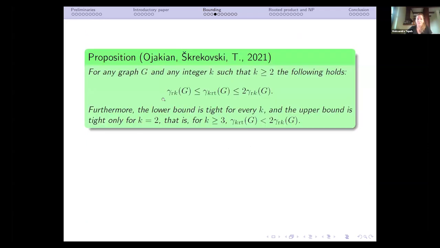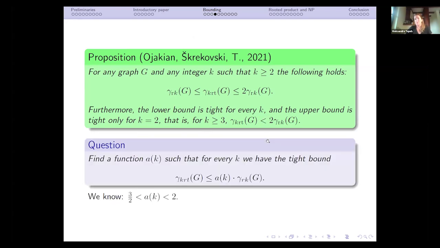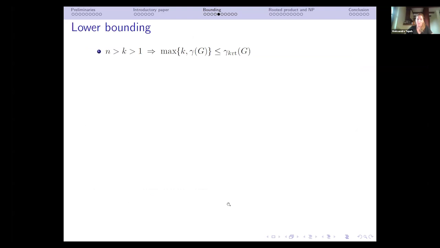Another thing we wanted to do was to compare our invariant with ordinary rainbow domination, and again, the lower bound is tight for every k, the upper bound is tight for k equal to 2. But if k is at least 3, then we do not have a tight bound. So what is the tight bound? It is still open. And again, we know that this function of k is bounded. This is what we could find out from the examples we found.